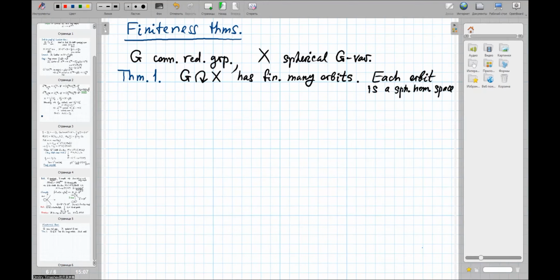So X is homogeneous, right? No, X is not homogeneous. X is not a homogeneous space. X is not a spherical homogeneous space. X is a spherical variety. It contains a spherical homogeneous space as an open subset, as an open orbit. And the statement is that there are finitely many other orbits. The number of orbits on a spherical variety is always finite.